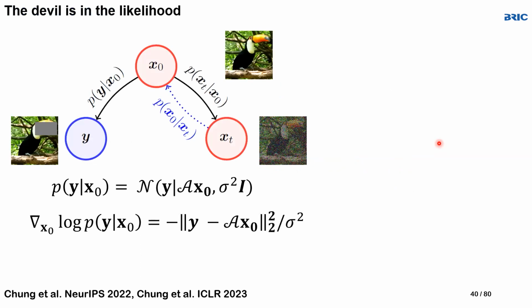To see why this is the case, consider the following probabilistic graph in the context of diffusion models. We know two conditional distributions, P of y given x_0 and P of x_t given x_0. For my explanation, to be a bit more intuitive, I'm giving an example of inpainting here, where x is our clean image, y is the masked image, and x_t would be the noised image from the clean image. Now, the first one is the measurement distribution. This is typically Gaussian. And the second distribution is the forward diffusion distribution, which is also Gaussian.